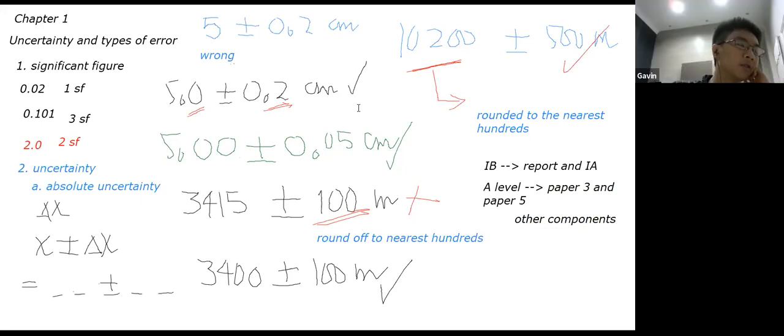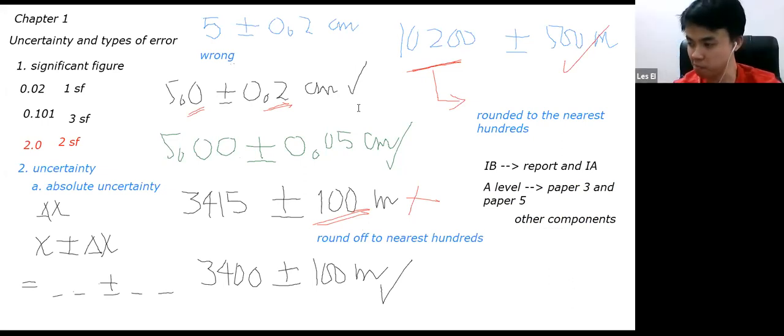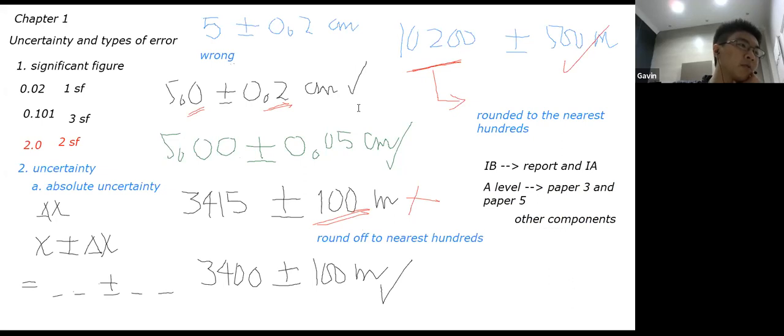Why is this needed? Wouldn't it be better if you give exact numbers, not round it off? Sorry. Why do they teach us this? Like, wouldn't it be better if we just leave it as 3415? Wouldn't that technically be more accurate?